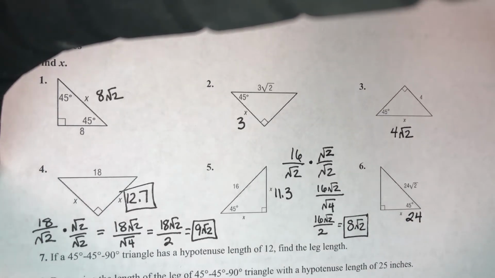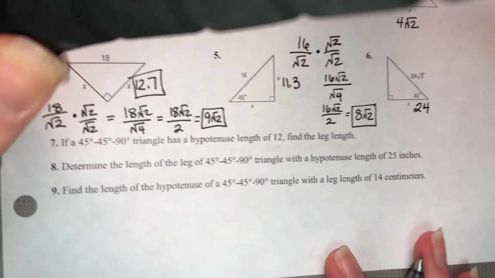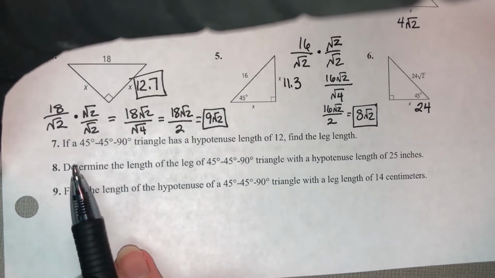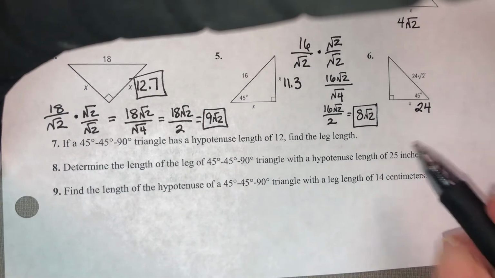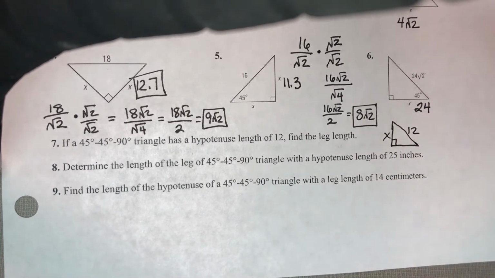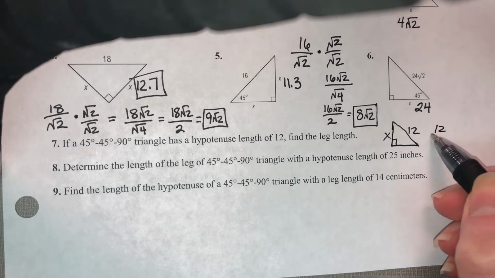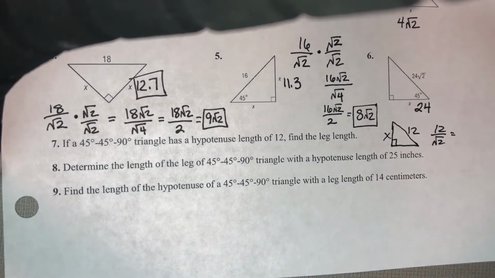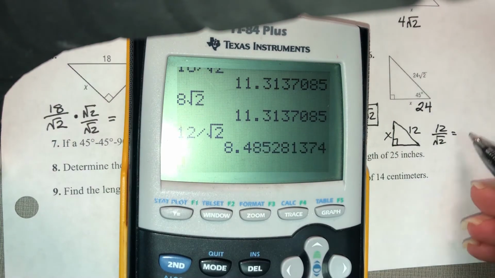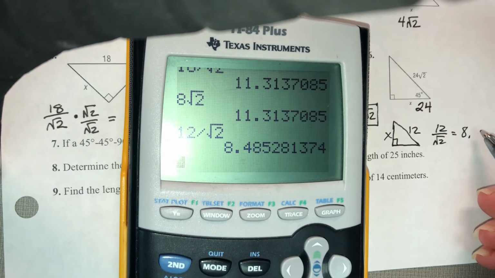All right. The next 3 problems are like little word problems. They don't draw the picture. You might want to draw the picture to find the answer. If a 45-45-90 triangle has a hypotenuse of length 12, find the leg length. So we're going to do 12 divided by the square root of 2, because we're going from the long side to the short side. 12 divided by the square root of 2 is equal to 8.5, rounding to the tenths place there.